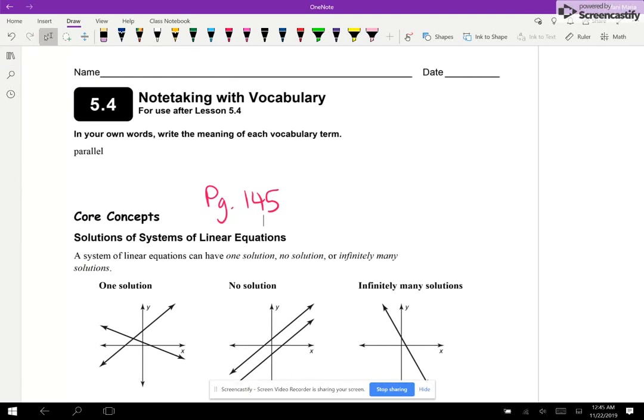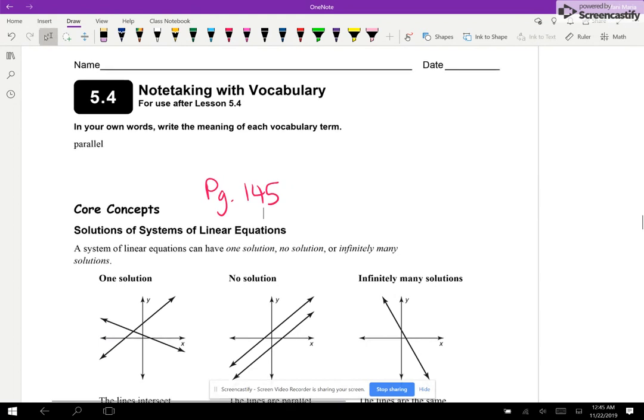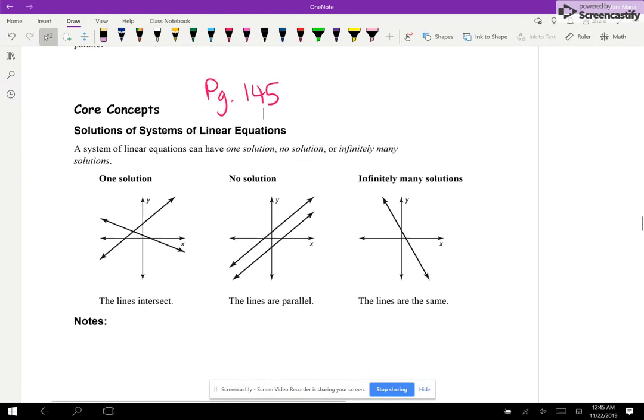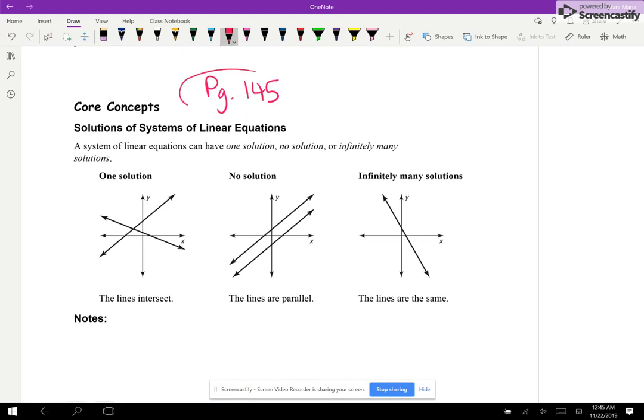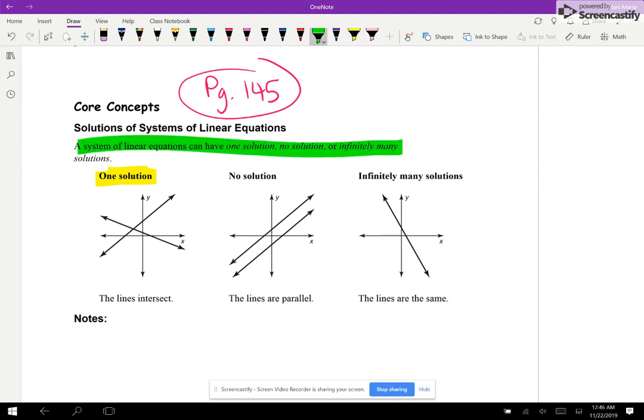Hey guys, I want to clarify systems that have different solutions or special solutions. So this is on page 145 of your book. Right here where it says a system of linear equations can have one solution, no solution, or infinitely many. We have typically only seen this, where you have two lines.